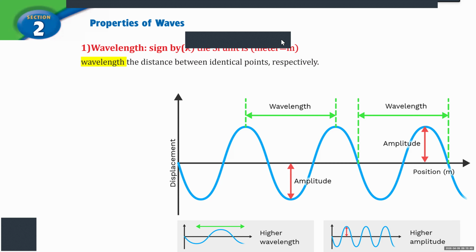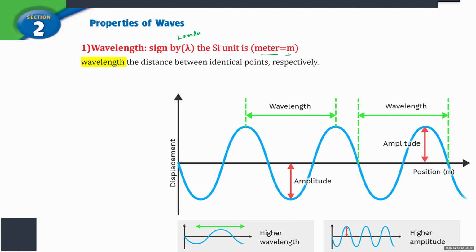Second term here, we have wavelength. The symbol of wavelength is lambda. The SI unit of lambda is meter.